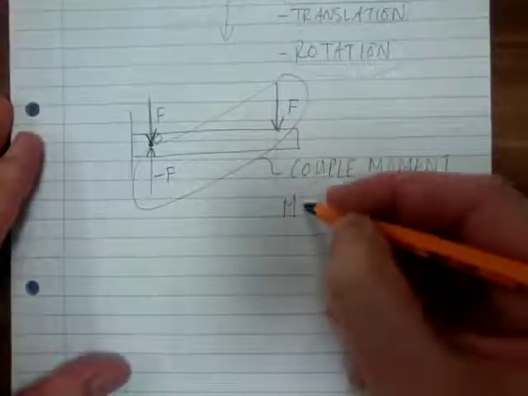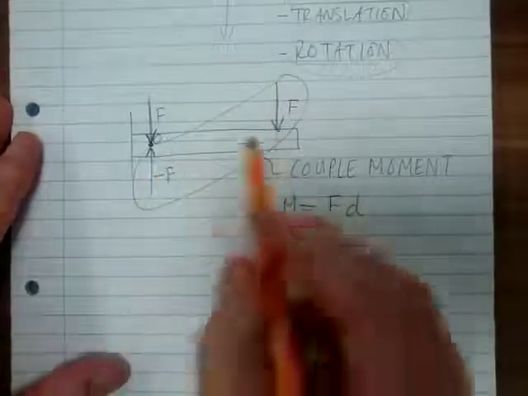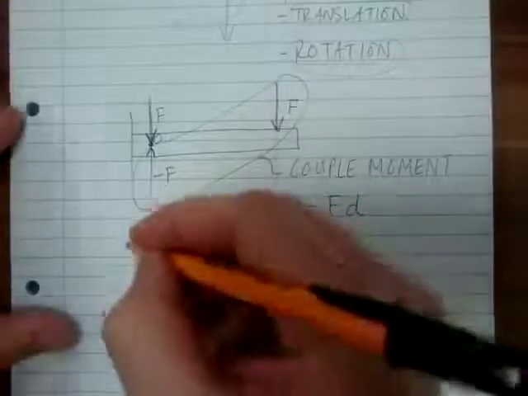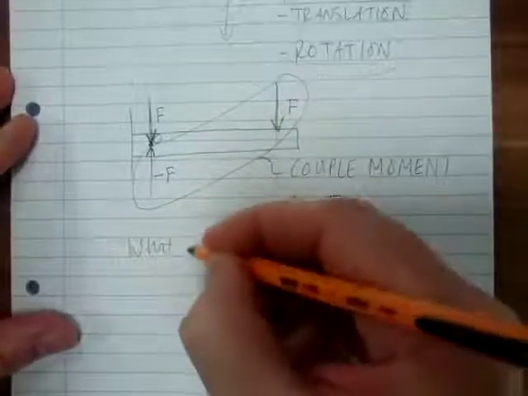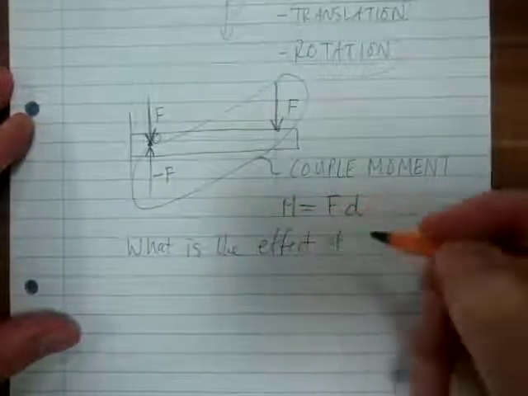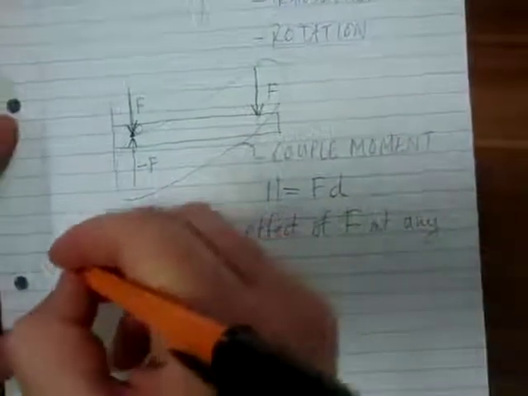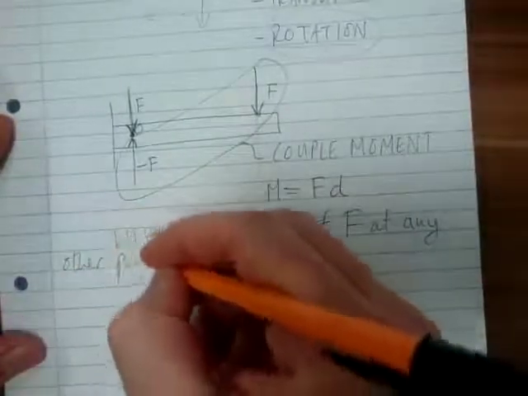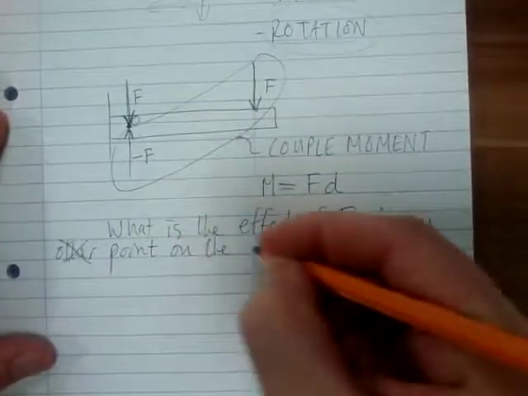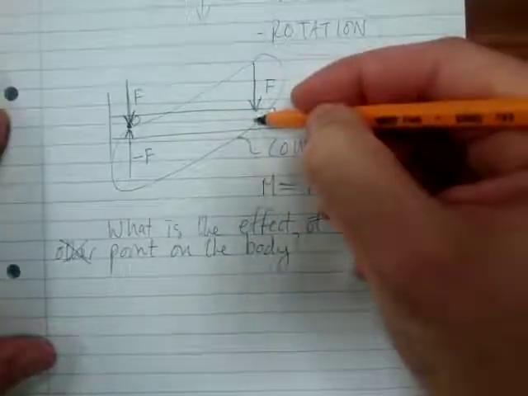The couple moment is simply equal to F times D, where D is the perpendicular distance between the two lines of action of the force. Okay? So again, what is the effect of F at any other point? I mean, it doesn't have to be any other point. At any point on the body, what is the effect of F at that point, guys?